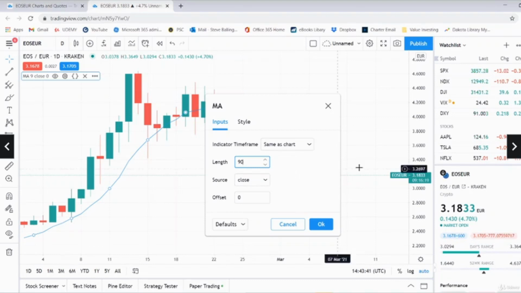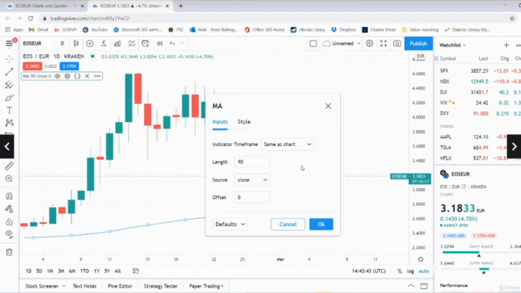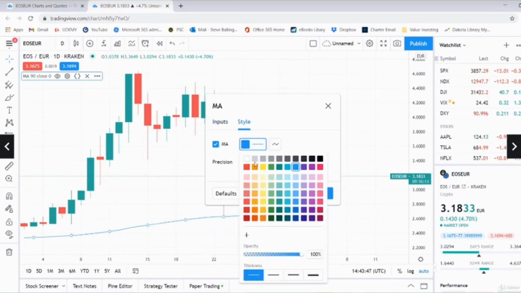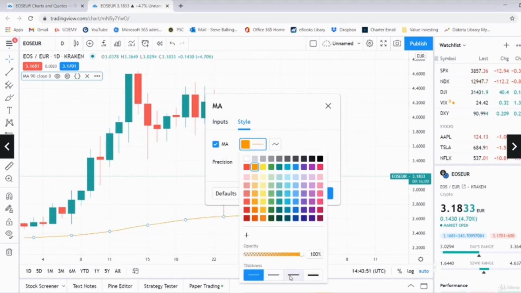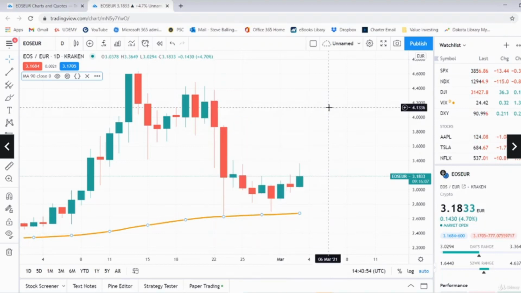How's the moving average looking? So something much more established as far as that would go. And then let's say style, I can change that. I'm going to change this to be kind of orange in color, and just so we can see that a little better. And I'm going to make it a darker, bigger line so we can see it.